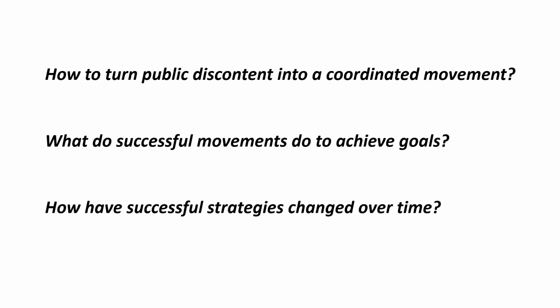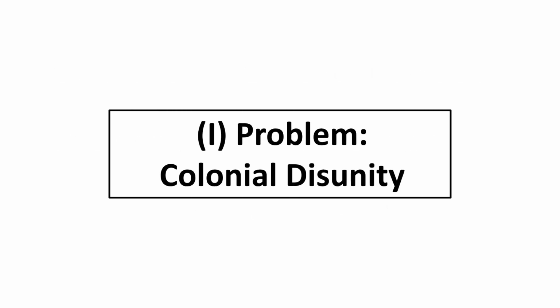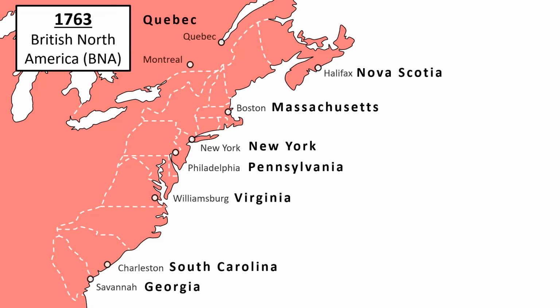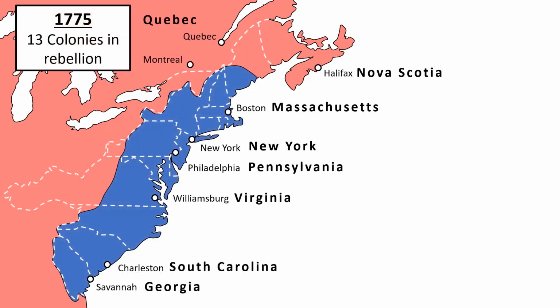To answer them, today we'll be looking at the American Revolution from 1763 to 1775. Starting in 1763, the colonists of British North America began resisting the policies of the British Imperial establishment, headed by Parliament. By 1775, their movement would overpower imperial authority in 13 colonies, beginning a war that would end with the independence of the United States. How did the colonists achieve such a feat?